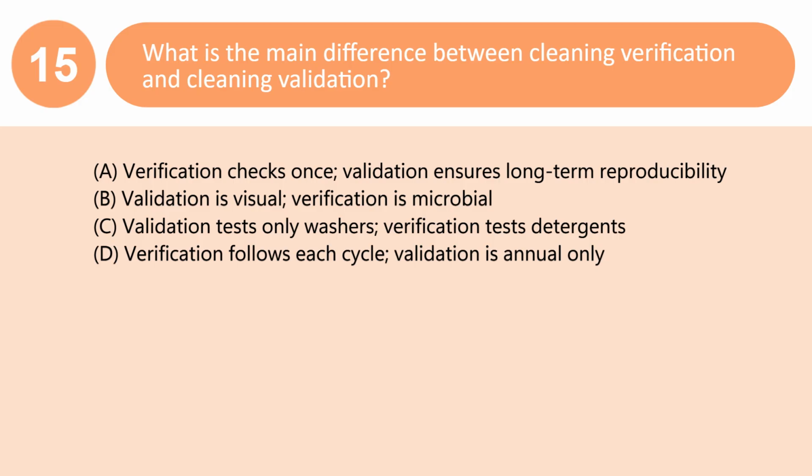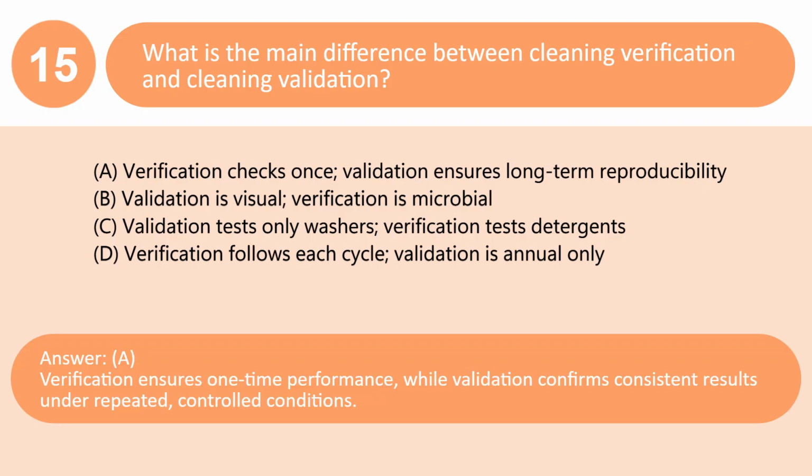D. Verification follows each cycle, validation is annual only. Answer: A. Verification ensures one-time performance, while validation confirms consistent results under repeated, controlled conditions.